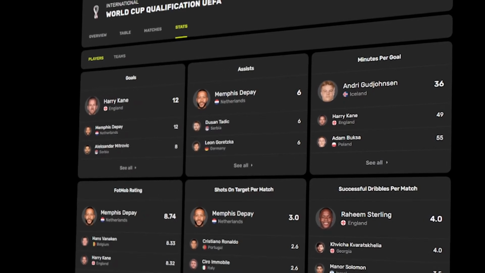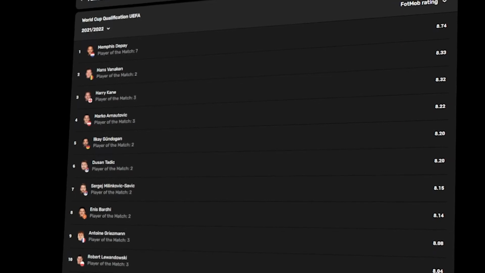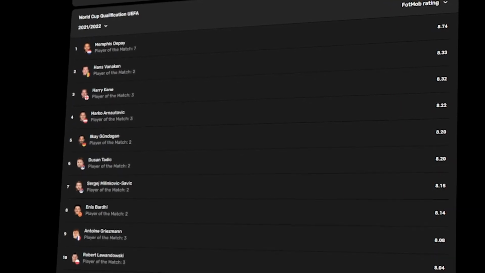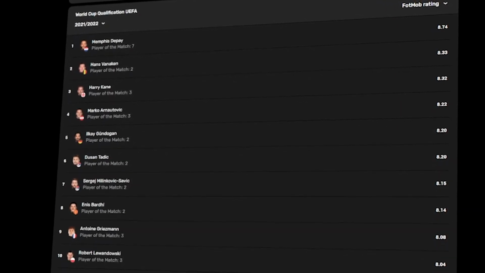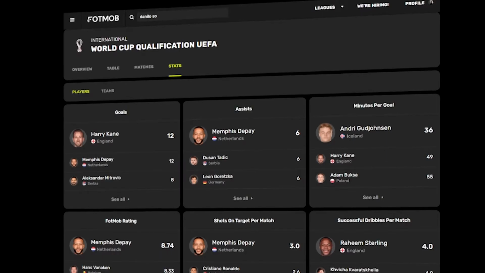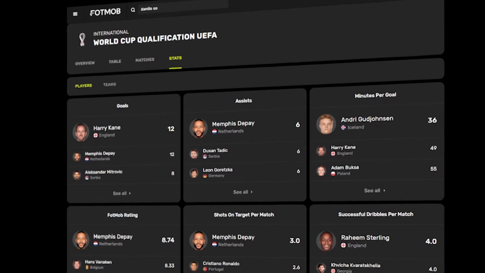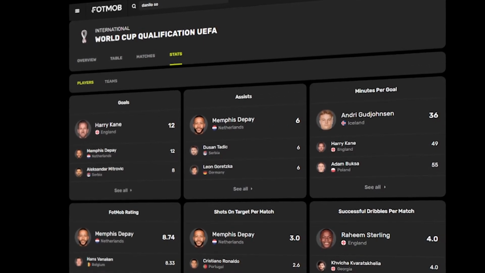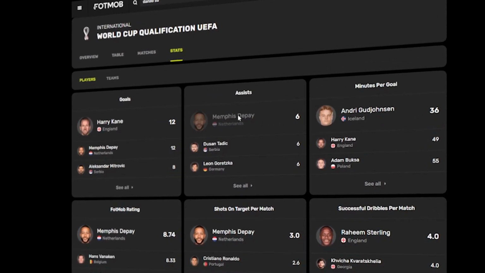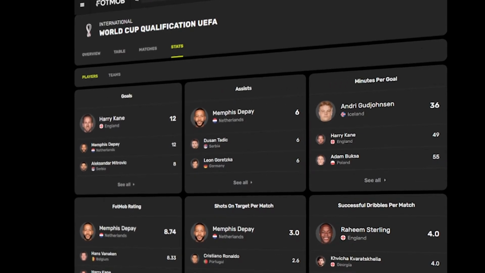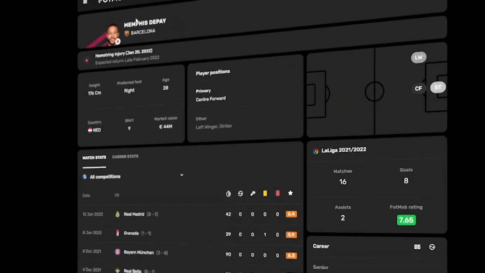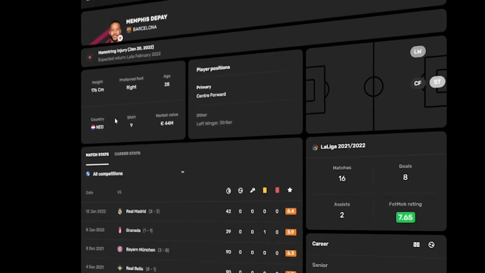I'm focusing a lot on the FootMob rating because this shows me which specific players, midfielders, defenders, goalkeepers, could be the potential ones to focus on for the next upcoming tournament. In this example, again, I'm going to try and focus on Depay. As you can see right here during the stats, if we just look at this page, Depay is one with the best stats. If you just observe it from afar, the one that really stands out is Memphis Depay.